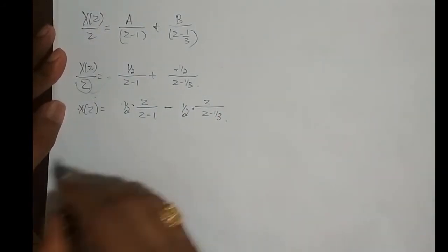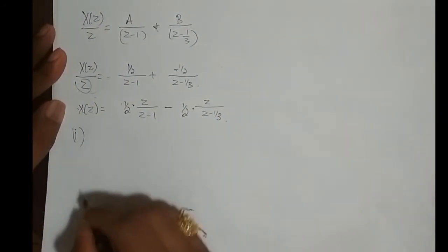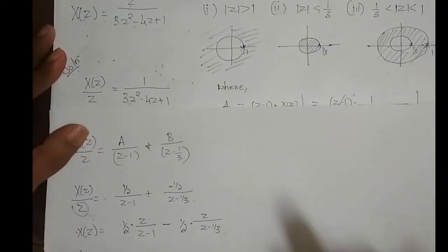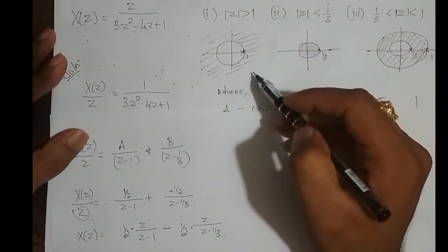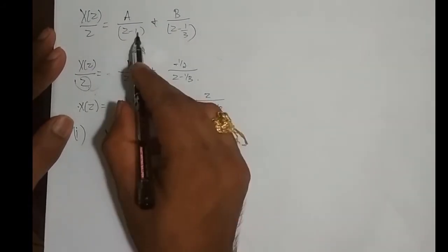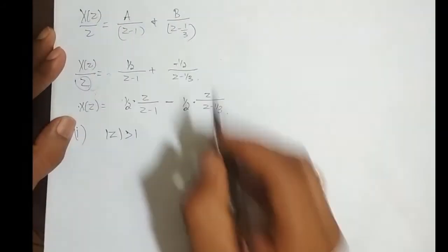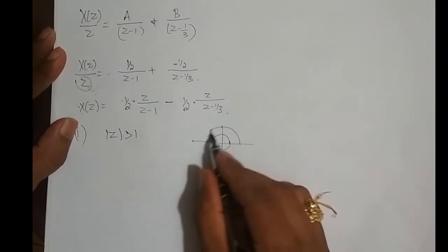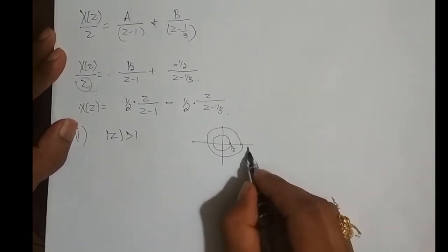Okay. Now for the first case, what is the first case of ROC? Magnitude of z is greater than 1, right? Magnitude of z is greater than 1. So how many poles are there? Two poles are there, 1 and 1 by 3. So this is 1 by 3 and this is 1.